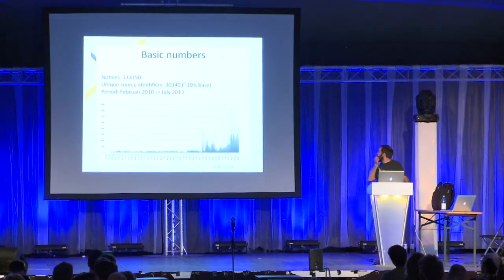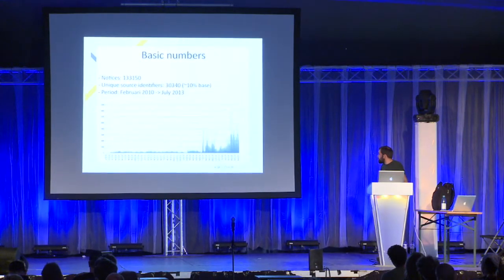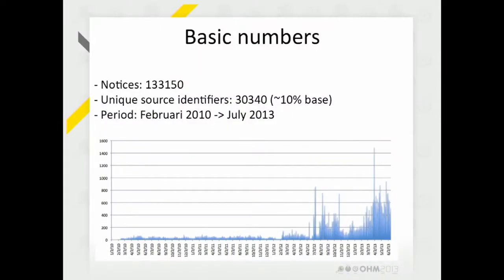All right. Let's look at some basic numbers. We've received about 130,000 notices in the last 3 years. As you can see, the distribution indicates that most of the complaints have come in about the last year. Before that, we actually didn't get all that many. If you count out all the users, which we call a unique source identifier, we get about 30,000 unique users that have shared information and have been detected, which is about 10% of our user base.